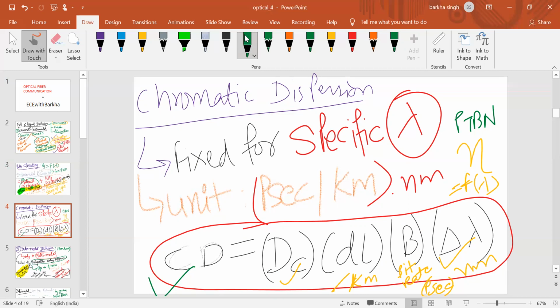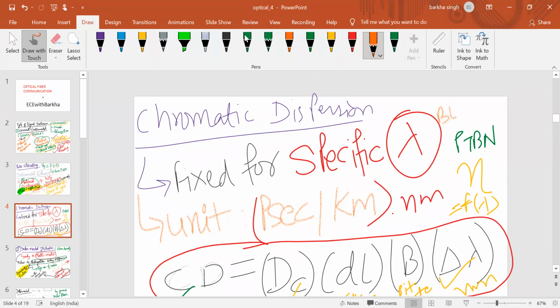We should note that the bit distance product denotes the quality factor of the fiber. Its formula is: bit distance product is equal to B, the bit rate, into L, the length, which is equal to 1/2 Tc per kilometer. Tc is the bit period, L is the length of the fiber. So we can write BL is equal to 1/2 Tc.